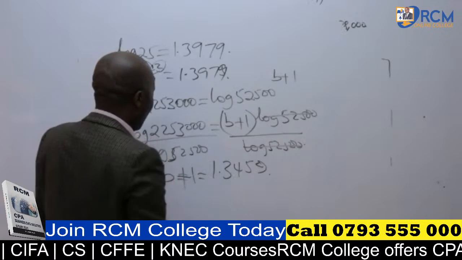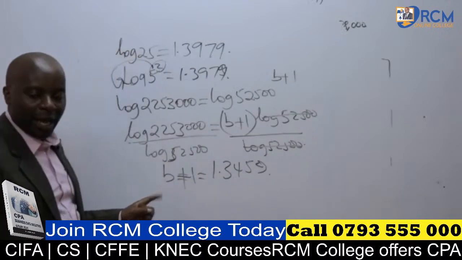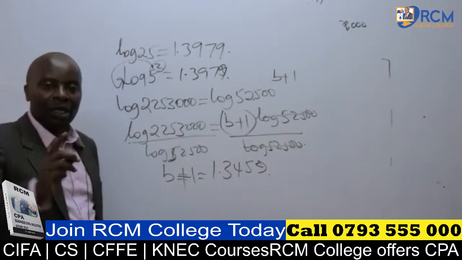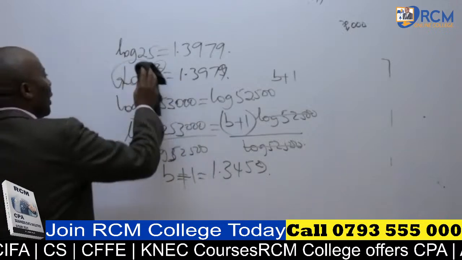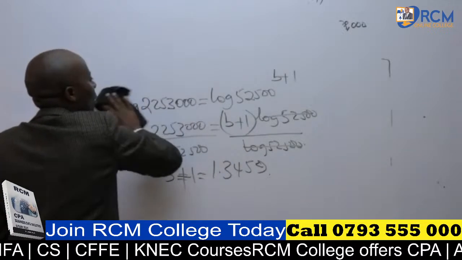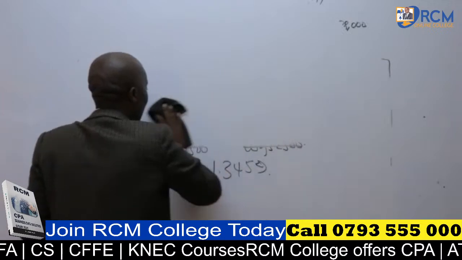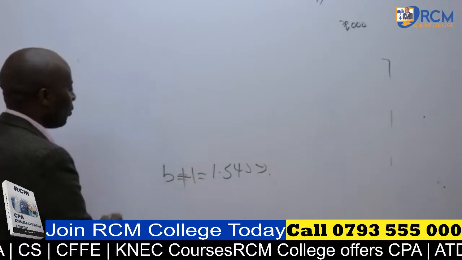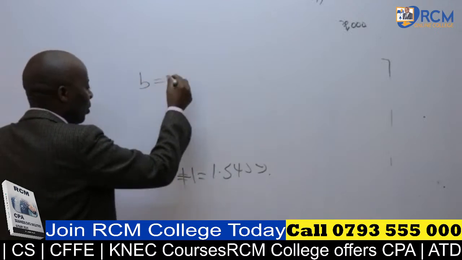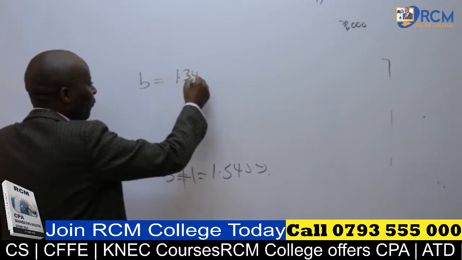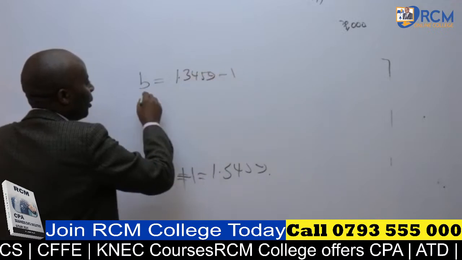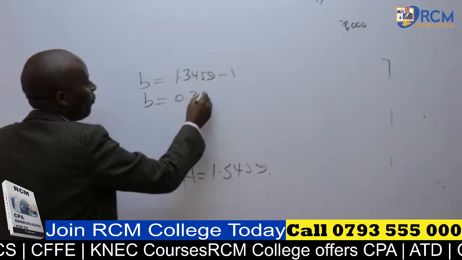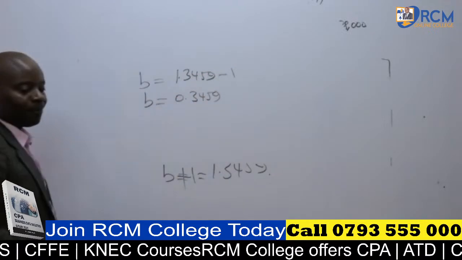1.3459. But now remember, I don't want b plus 1. I want b alone. So could you kindly go ahead and give me the value of b? So b will be equal to 1.3459 minus 1. So b will be equal to 0.3459, like that.